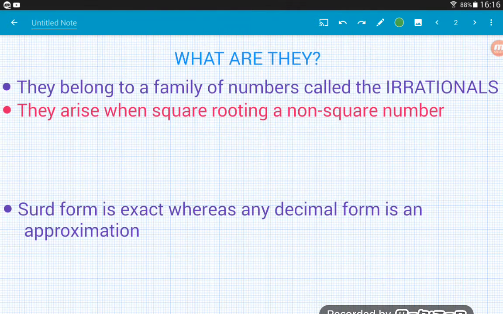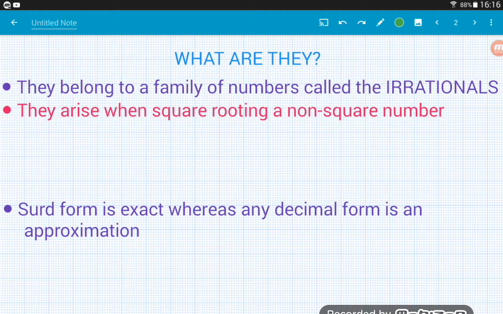So first of all then, what are surds? Surds belong to a family of numbers called the irrational numbers. Now an irrational number is one such that it has an infinite number of decimal places. In particular, surds pop up when we try to square root a non-square number.